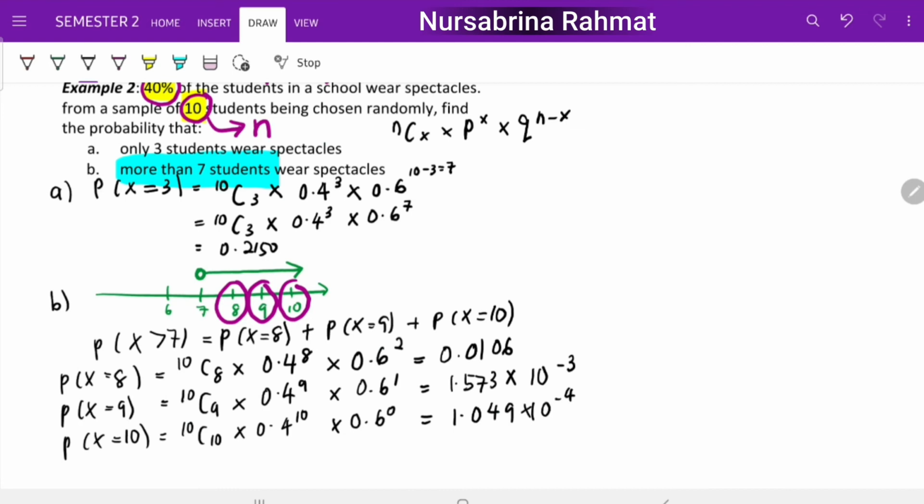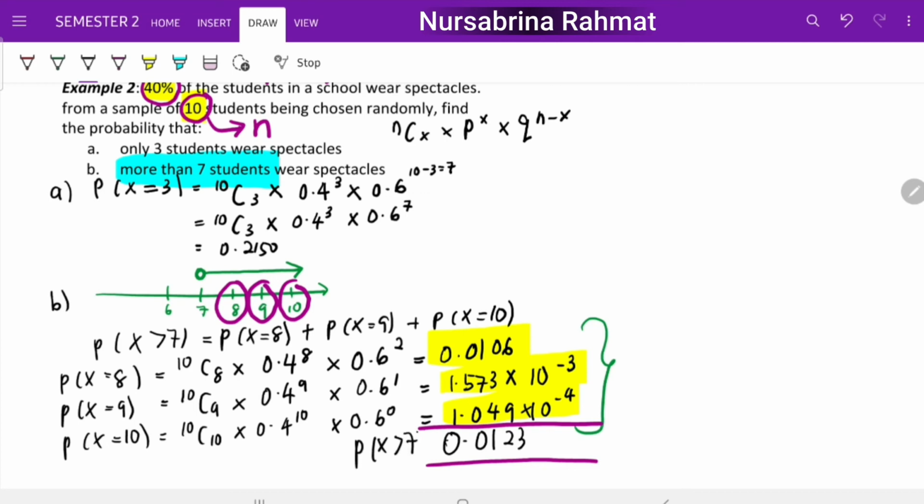Okay, so we need to sum up all of these three values: 0.0106, 1.573 times 10 to the power of negative 3, and 1.049 times 10 to the power of negative 4 to get the final answer. So press your calculator and you will get your answer to be 0.0123. So this is the probability when x is greater than 7. So the answer is 0.0123.